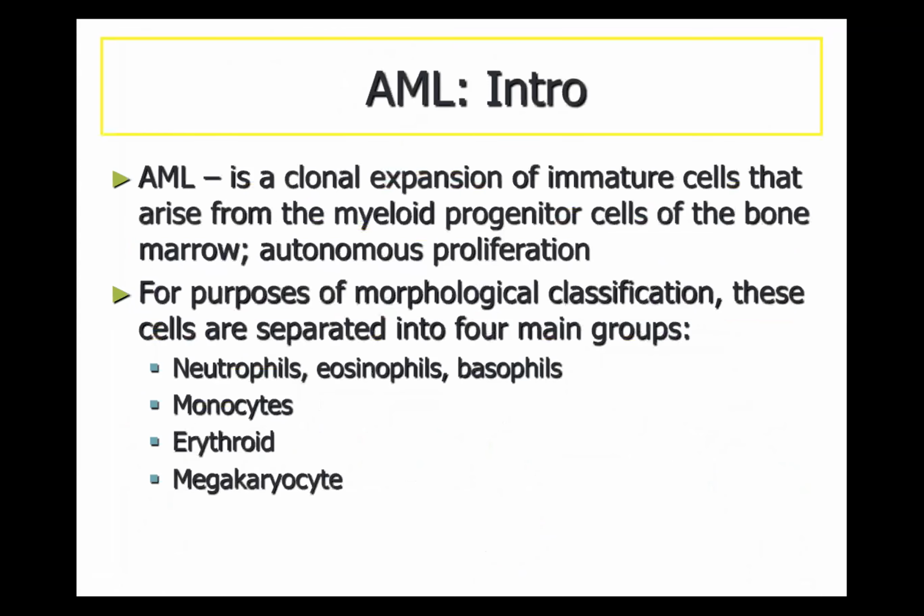Acute myeloid leukemia. By definition, it's a clonal expansion of immature cells that arise from the myeloid progenitor cells of the bone marrow. These cells develop the capability of self-renewal and autonomous proliferation. Again, we have four morphological classifications, or four main groups: either granulocytic, monocytic, erythrocytic, or megakaryocytic.